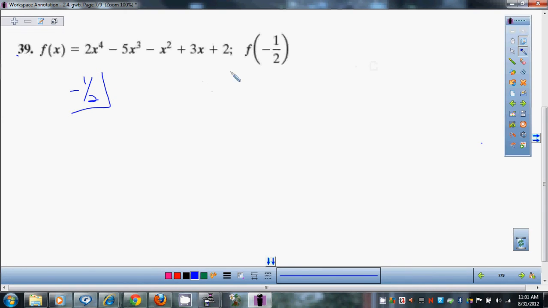Now, I don't have to flip the sign. If it had told me x plus 1/2, I'd have to flip the sign, but it just told me what to punch in, so I don't. So that's 2, -5, -1, 3, and 2.